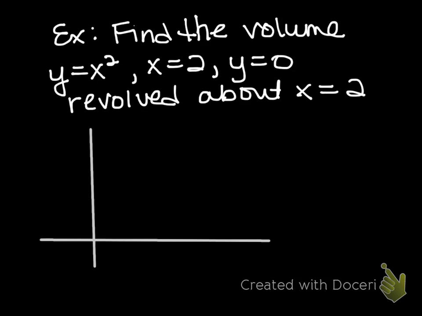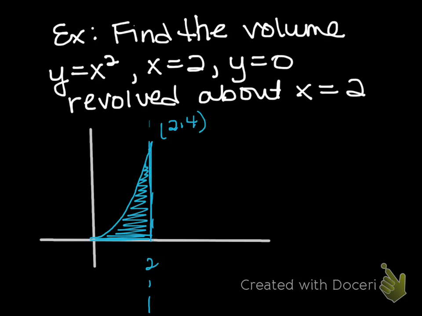This time our axis is at x equals 2, so I'm going to go ahead and sketch that in. So x equals 2. Here's our axis. The area in question, we have a parabola, so y equals x squared. That's just going to be a parabola from the origin, opening up. We have x equals 2. The actual axis, again, is a boundary. And then y equals 0, the x-axis, is our third boundary. So the area in question is this piece right here. I'm going to go ahead and label this point up here. This is (2, 4).